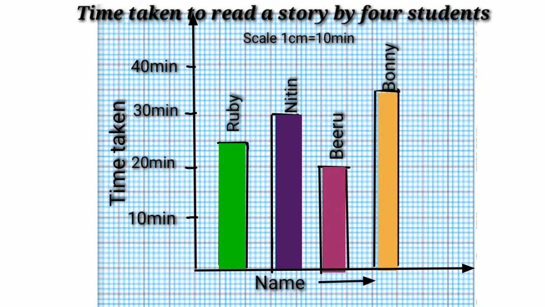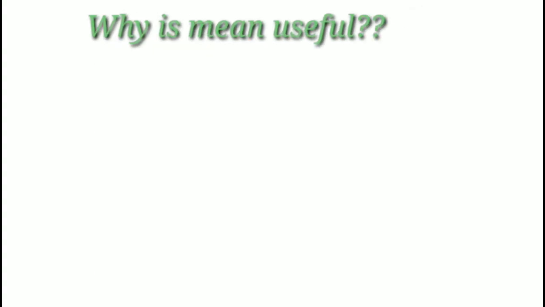From here it is very clear. Ruby takes 25 minutes to complete the story. Nitin 30 minutes. Biru 20 minutes. And Boni takes 35 minutes to complete the story. Clear? Let's try to understand why is mean useful.